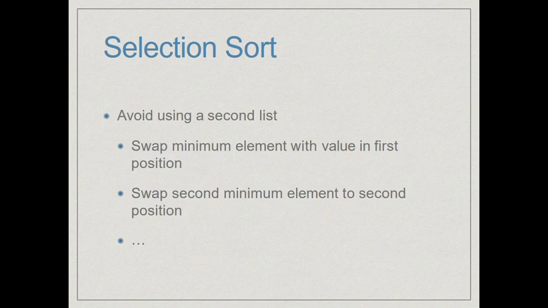So now we want to start from the second element onwards and look for the minimum. Again, this will be the second smallest. So having found that, we will move that into the second position in the array. So we keep doing this, and without using a second list, we are able to do the same sorting that we did before.